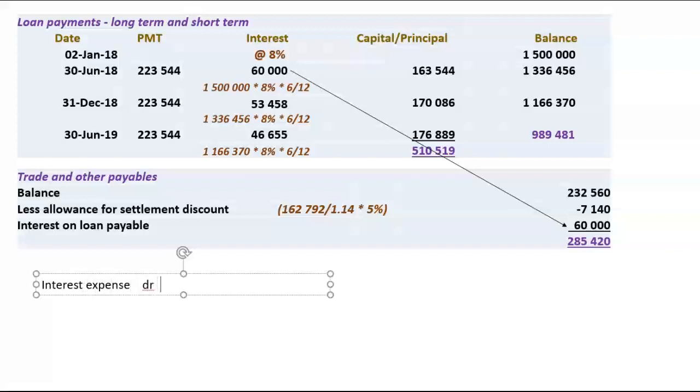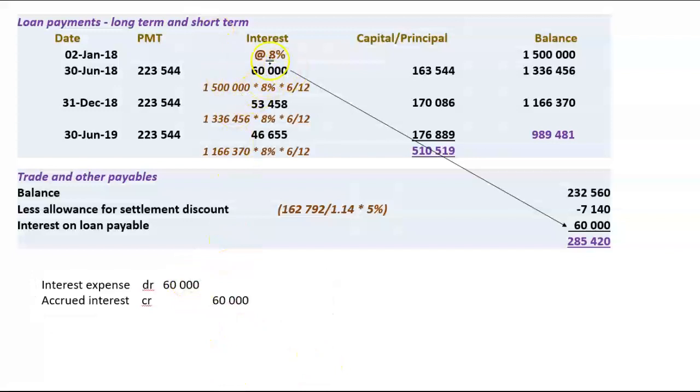We're going to debit 60,000 and accrued interest or interest payable, which is a current liability, we're going to credit with 60,000. Then we have recorded that transaction.